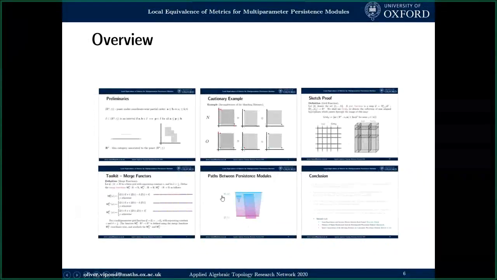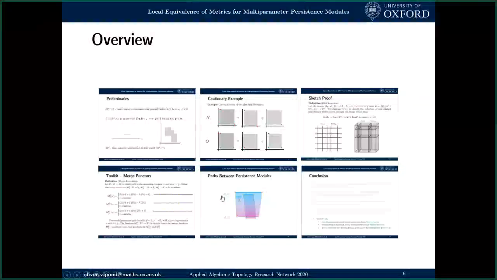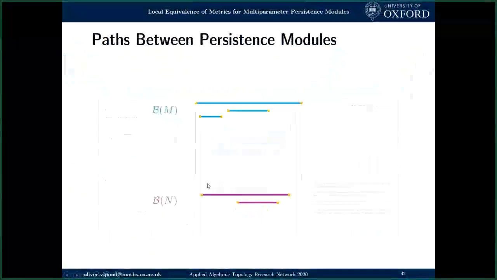Okay, so I spoke also about how this local equivalence result extends to a global equivalence result of modules when we think about paths between persistence modules.